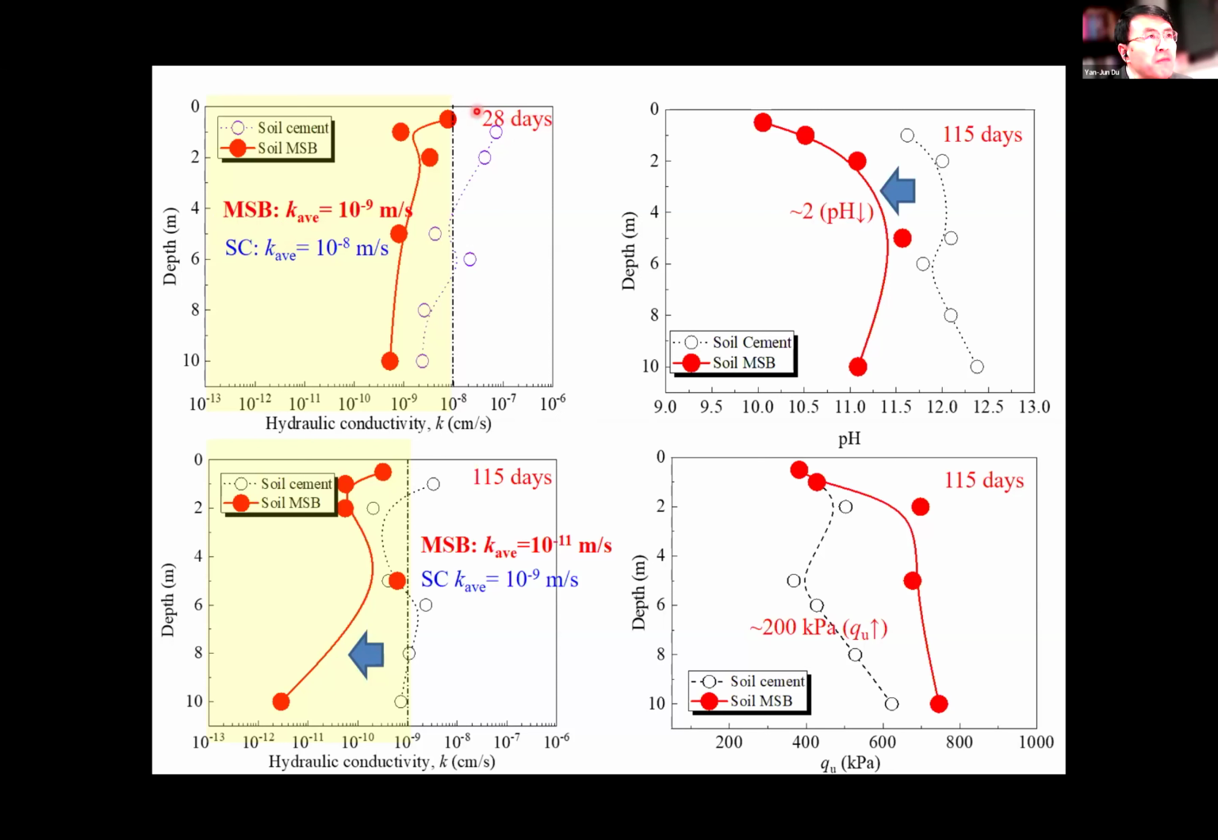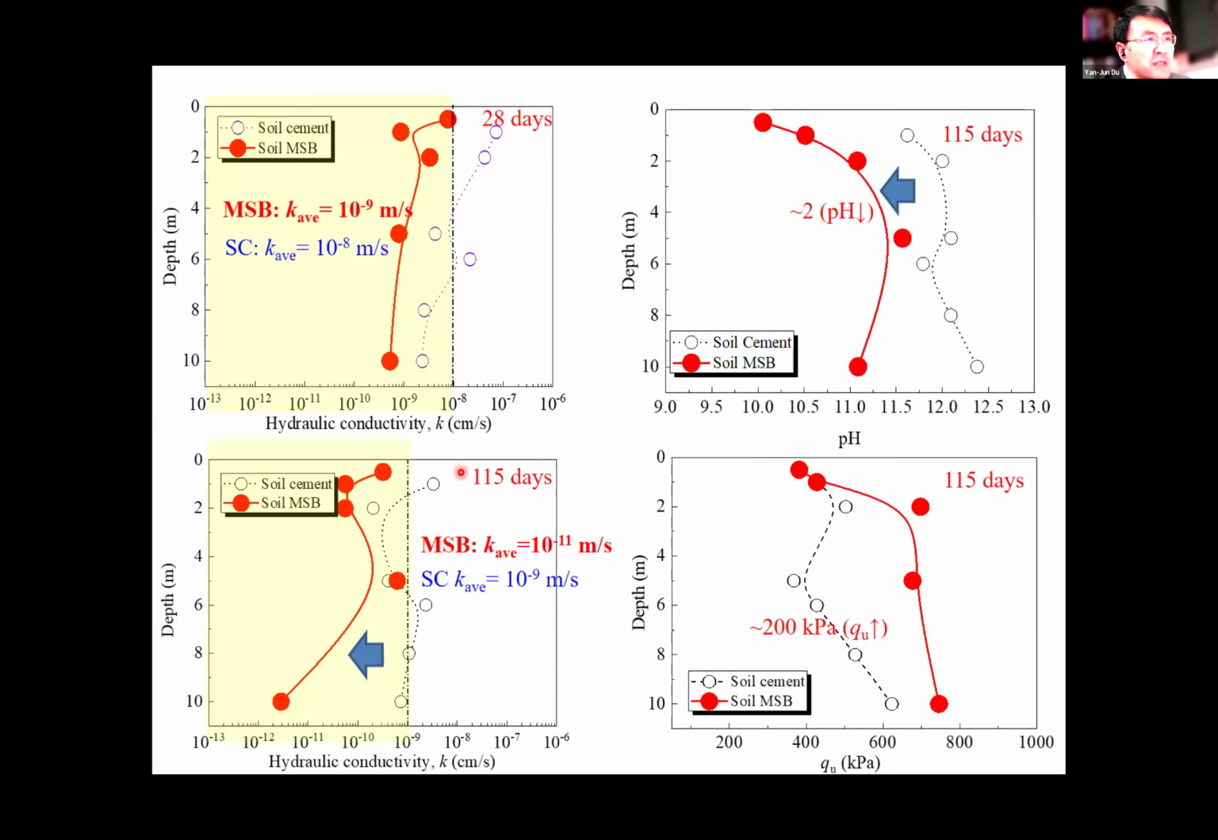At the curing time of 1 month, almost 28 days, the average K value of the MSB is almost 10^-9 meters per second. For the soil cement, the K value is 10^-8 meters per second.